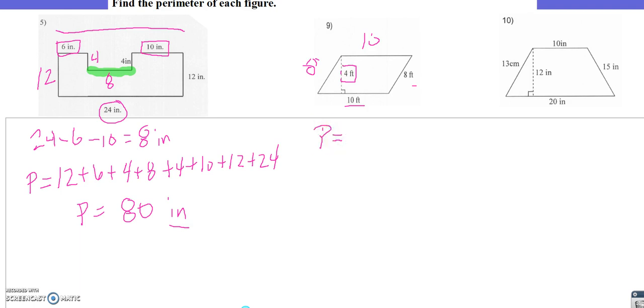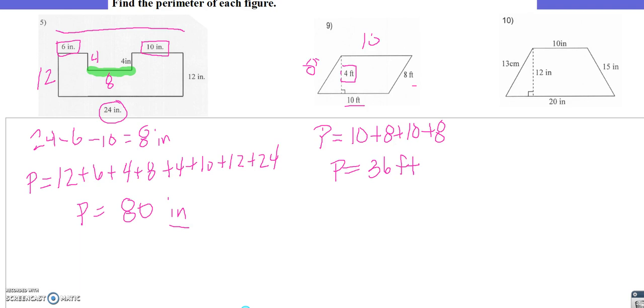So we're just going to add all our sides, and in this case we have 4 sides, so make sure that you have 4 numbers when you list them out. That's going to give me a perimeter of 36 feet.